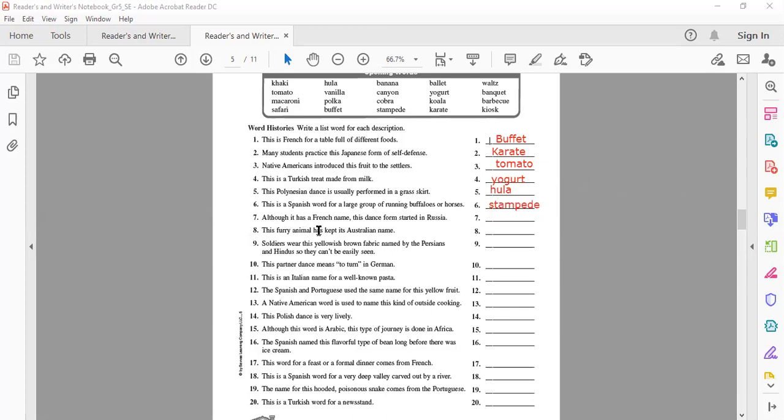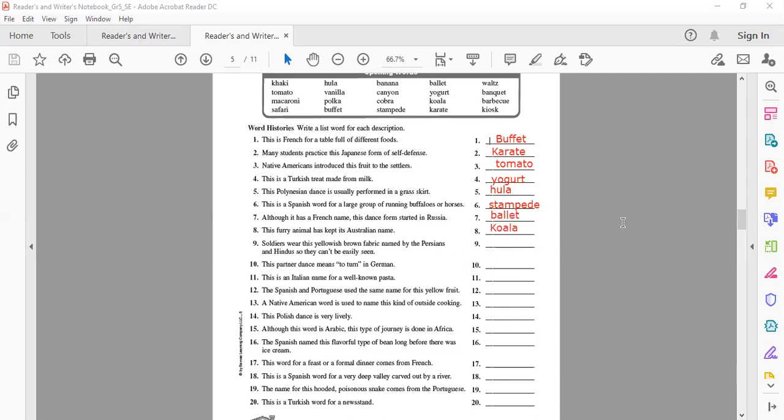Number 7. Although it has a French name, this dance started in Russia. Ballet. Ballet, very good. So it's ballet. Number 8. This furry animal has kept its Australian name, koala. Koala, very good.